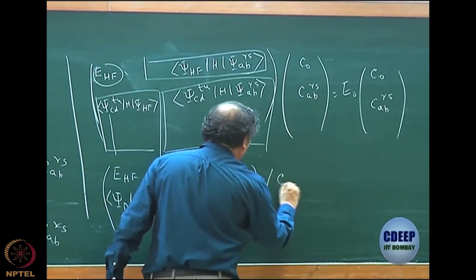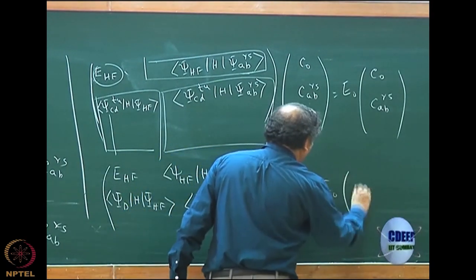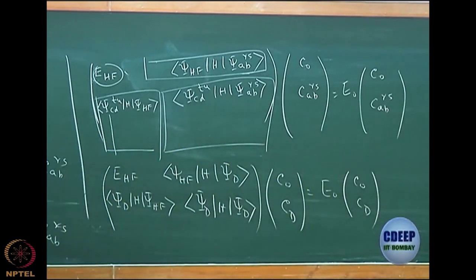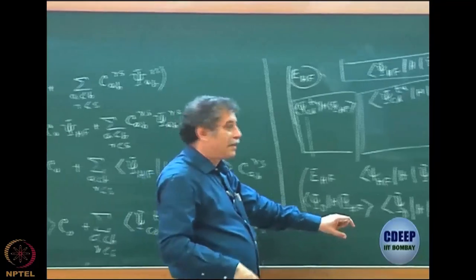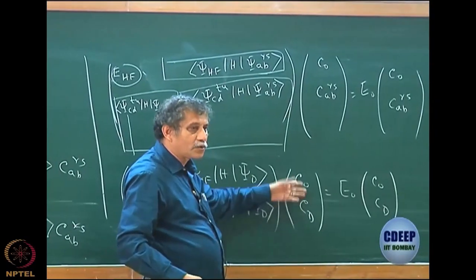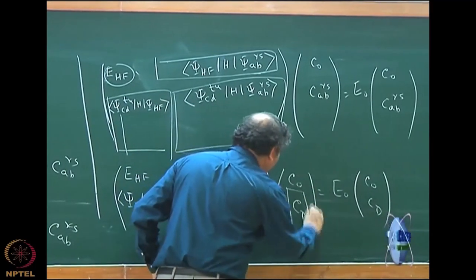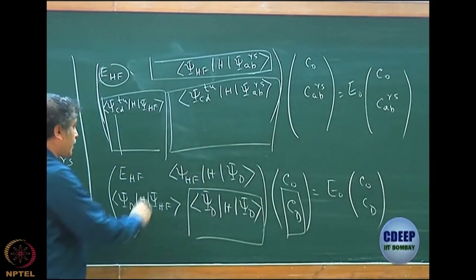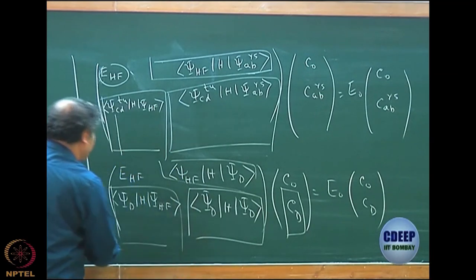Is c0 cd equal to e0 c0 cd? Of course, cd is not a one number. CD is a column. So it's, let's say, n number of doubly excited determinants, so it is total n plus 1 dimension in that case. So this is actually a set of numbers CD. Similarly, this is a block. This is a row, and this is a corresponding column.